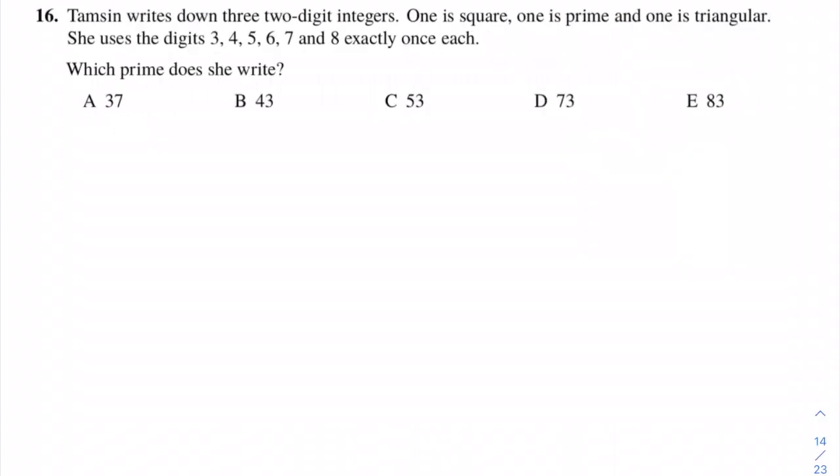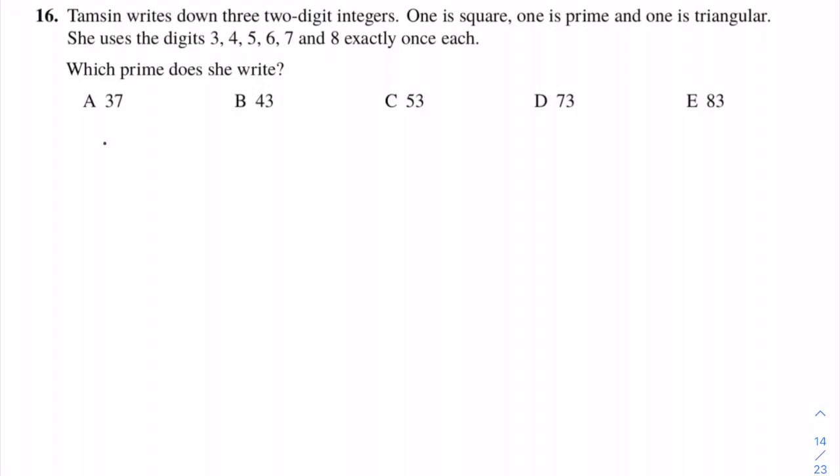Question 16. Tamsin writes down three 2-digit integers. One is square, one is prime, and one is triangular. She uses the digits 3, 4, 5, 6, 7, and 8 exactly once each. Which prime does she write? Okay, so we're looking at square numbers, prime numbers, and triangular numbers. If we work out what the square numbers and triangular numbers could be, then we should be able to figure out, using the numbers that are left over, what the prime number is going to be.